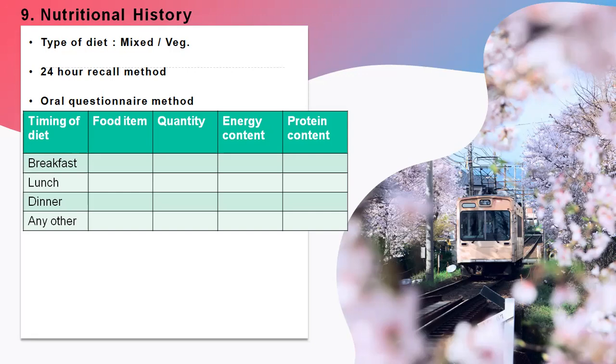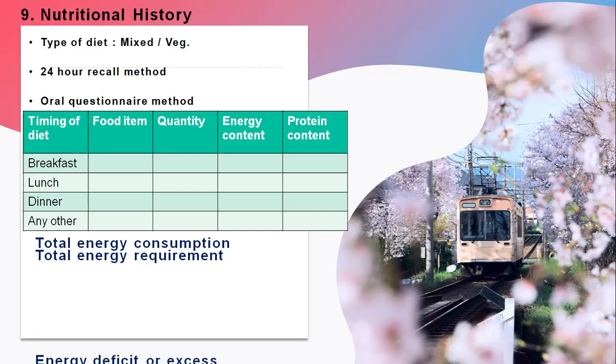So you have to write down and then make the total of energy content and the total of the protein consumption. Depending on that, you have to find out the total energy consumption and total energy requirement. It is given in the book: depending on the physical activity and the gender, the energy requirement will be different for light activity, male and female, moderate activity, male and female, heavy activity, male and female. You need to find out the requirement, find out the consumption, and then calculate either the energy deficit or the energy excess. Depending on this, you need to advise the patient.